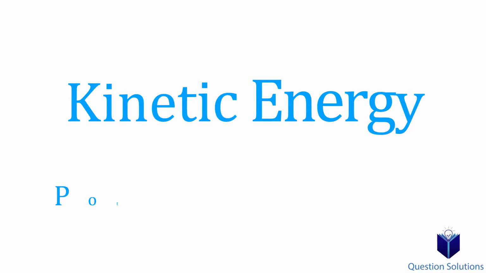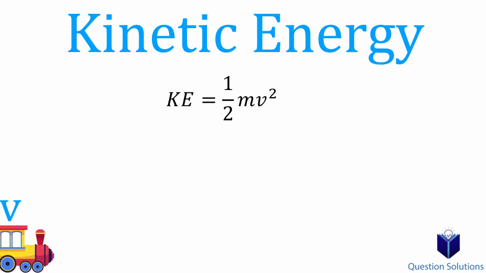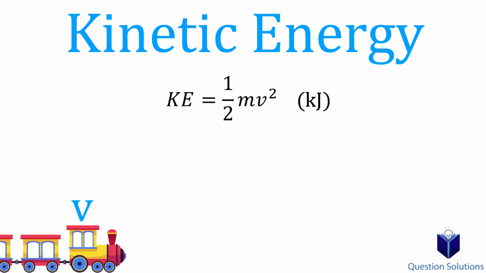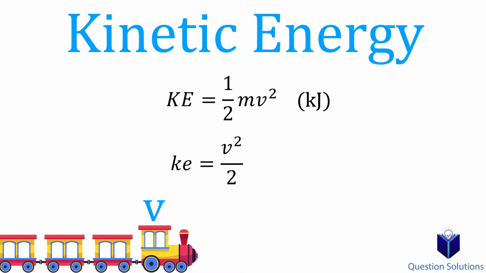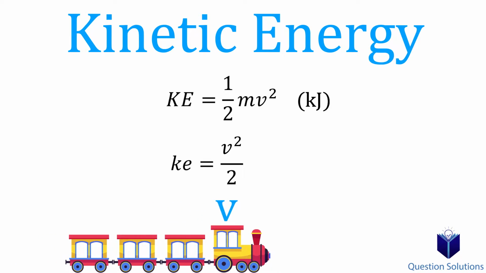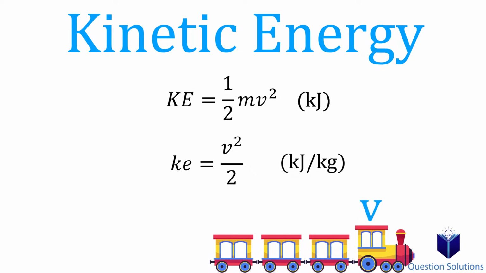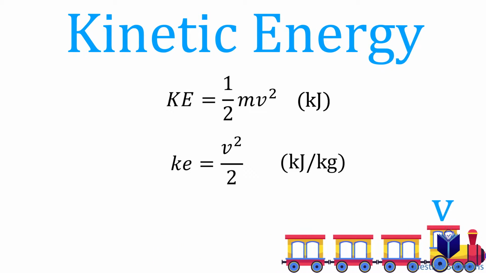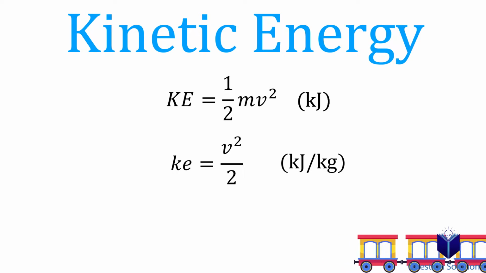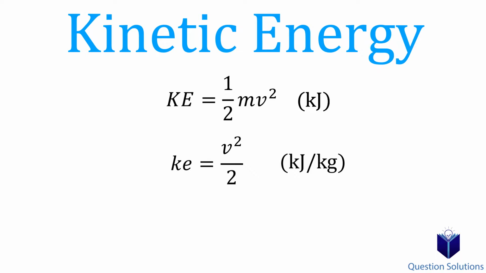You should be familiar with kinetic and potential energy. Kinetic energy is half times mass times velocity squared. Again, if you need to represent this on a unit mass basis, you divide it by mass, so you end up with half velocity squared. In simple terms, it's kinetic energy per kilogram. We do this because sometimes we need to figure out the energy per unit mass basis. You will see how this becomes helpful when we do examples.